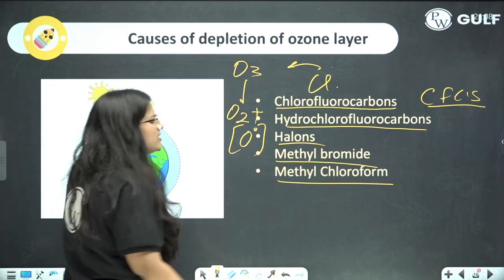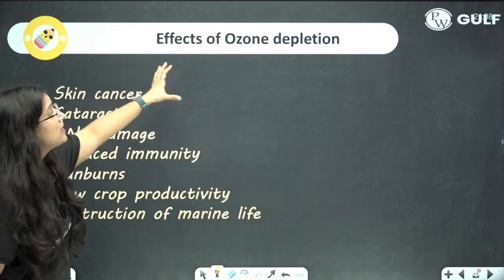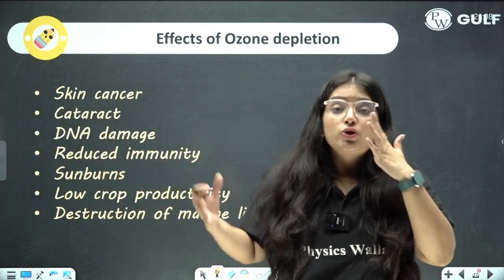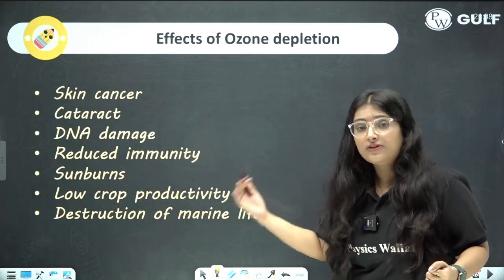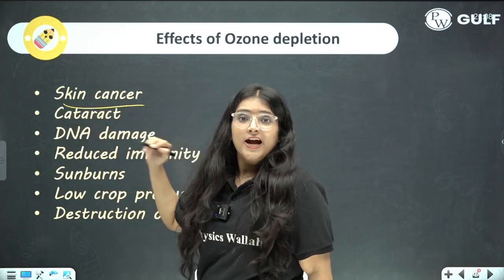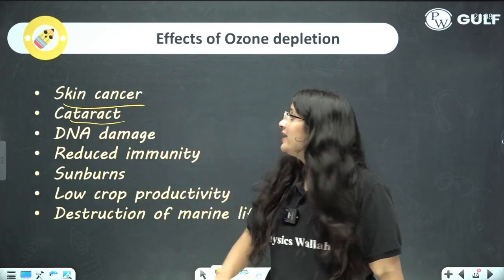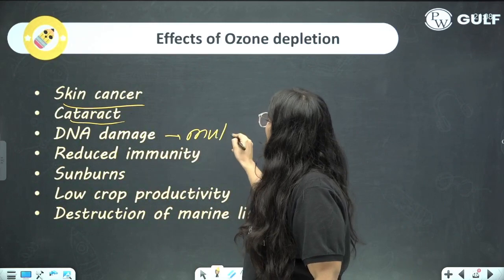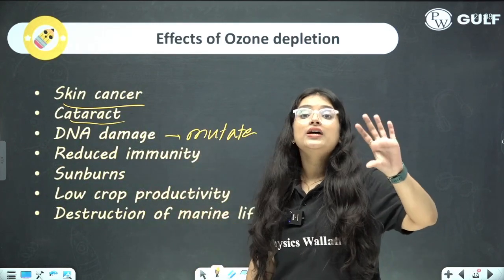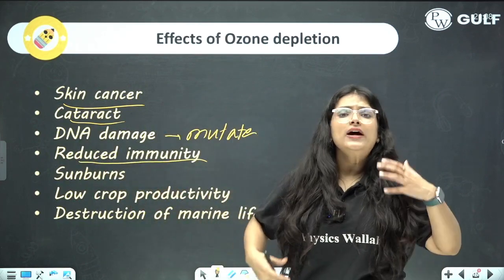So what do these UV rays do? Let's see why it is so harmful. The effects of ozone depletion are related to what UV does to us, which is why it is considered very harmful. It causes skin cancer. It also causes cataract. It can damage our DNA, and because of that, our DNA will mutate. And you know, most of the mutations are harmful. Next, it can cause reduced immunity. We will become much weaker.